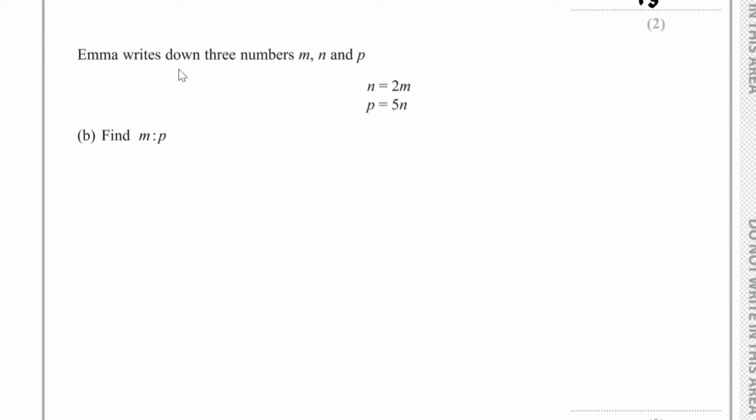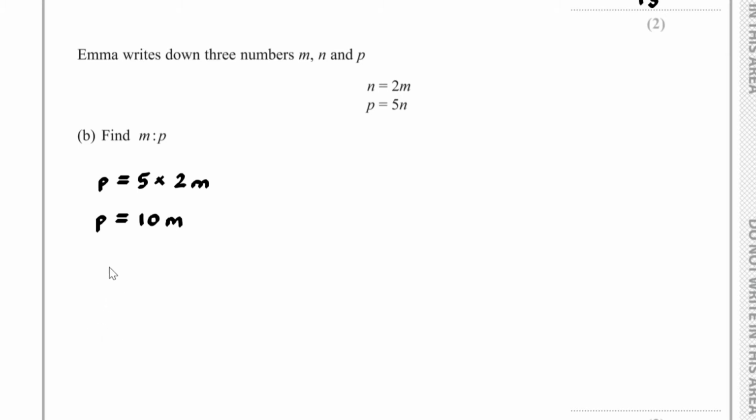Next, Emma writes down three numbers m, n and p. n is equal to 2m and p is equal to 5n. We have to find the ratio m to p. Well, if n is equal to 2m and p is equal to 5n, what we can see from here is p is equal to 5 times by 2m. So we have p equals 10m.